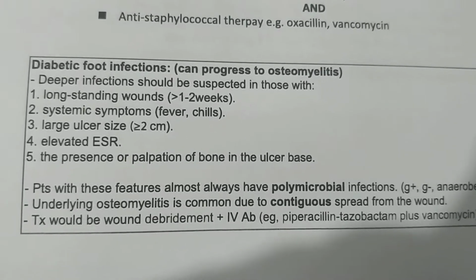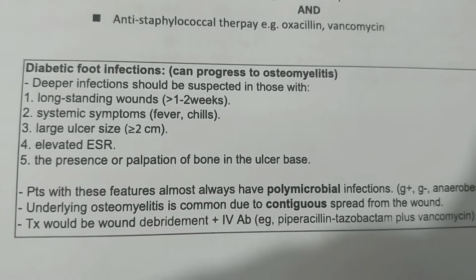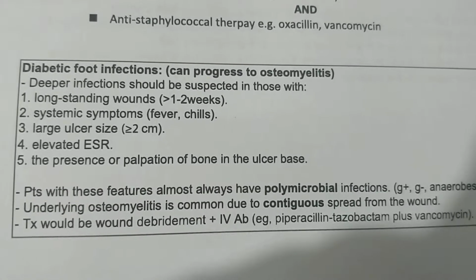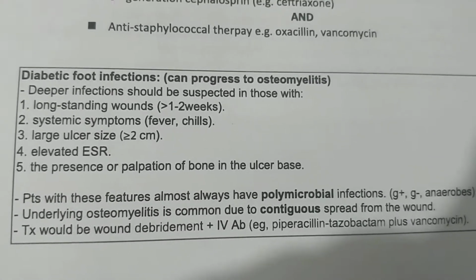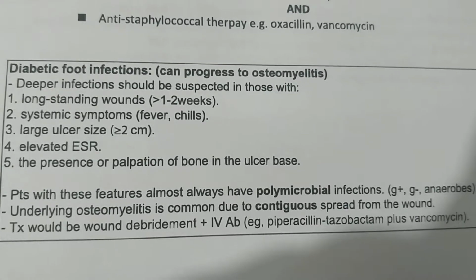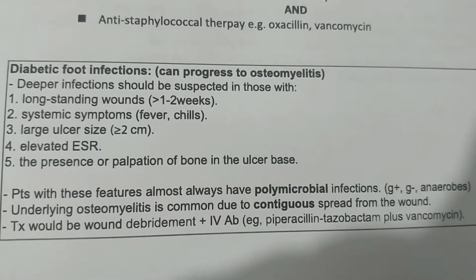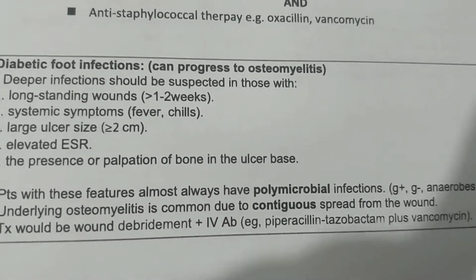Which antibiotics do we give in diabetes? Piperacillin-tazobactam plus vancomycin, because diabetes is so dangerous. We have to give 3. First is piperacillin-tazobactam and vancomycin. Now we move on to vertebral osteomyelitis.